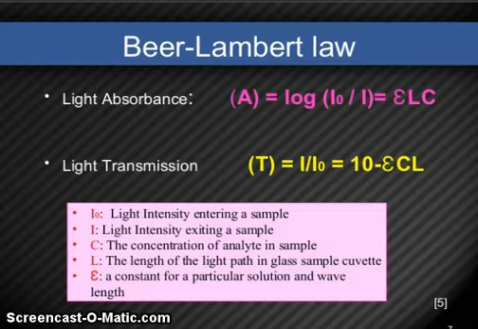Light absorbance A = log I0 by I = epsilon C L. Light transmittance I by I0 = 10 to the minus epsilon C L. I0 is the light intensity entering a sample, I is the light intensity exiting the sample, C is the concentration of the analyte in the sample, L is the length of the light path in the glass sample cuvette, and epsilon is a constant for a particular solution and wavelength.